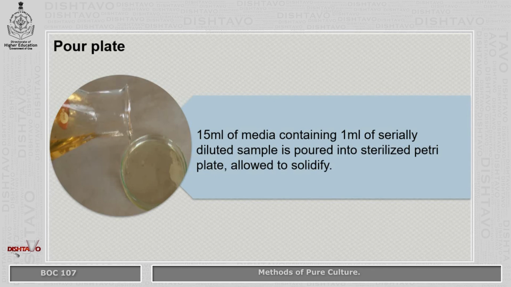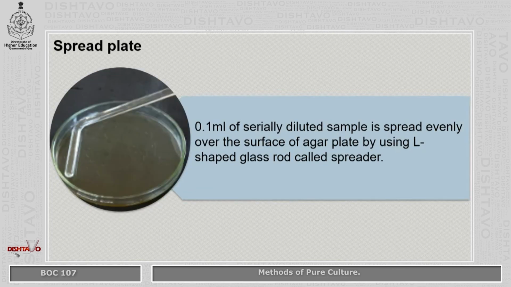The microbial colonies are smaller in size when they are within the media, whereas the microbial colonies are larger in size when they are on the surface of the media. Now coming to the spread plate method. In this method, we take 0.1 ml of serially diluted sample and we place it on a media, that is the sterile media. With the help of an L-shaped glass rod called a spreader, we spread this culture or the sample all over the surface of the media.